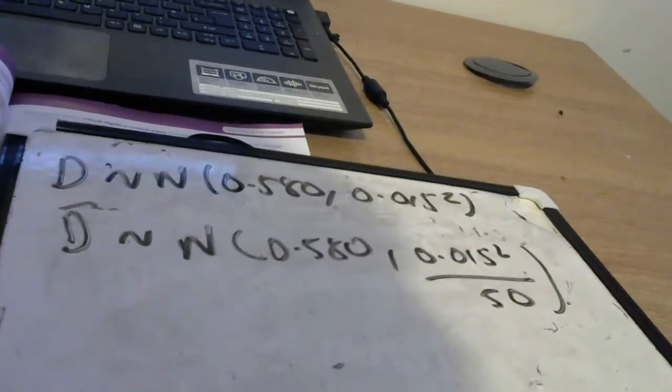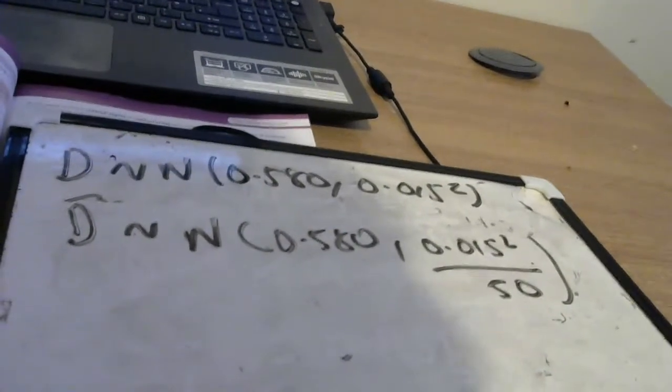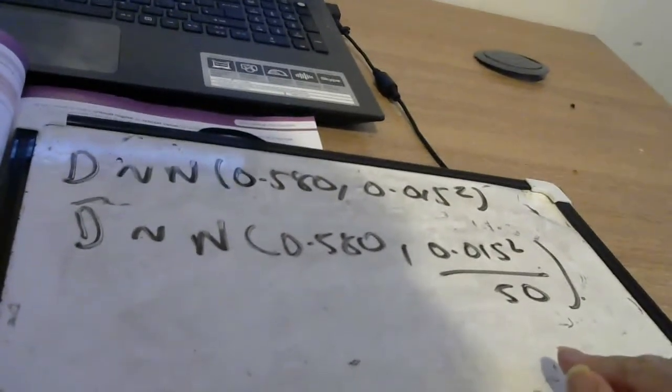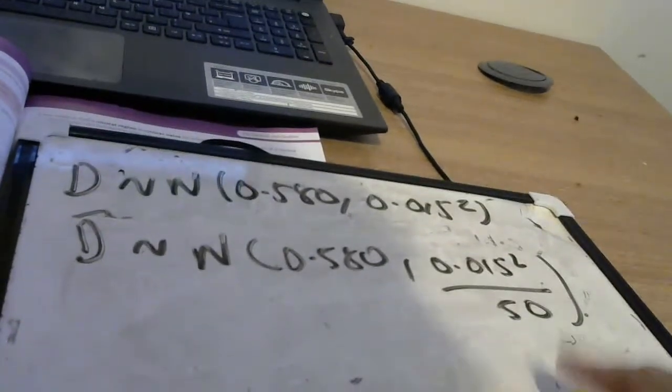If you're following the pack, the first thing that they do is work out what D bar is. So I'm going to do that with you right now. The sample size is 50, so D bar is N(0.580, 0.015 squared over 50). And of course, if I wanted to work out the standard deviation, which I will eventually need to do, I would have to take the square root of that. So I hope that's making sense. So far, so good.